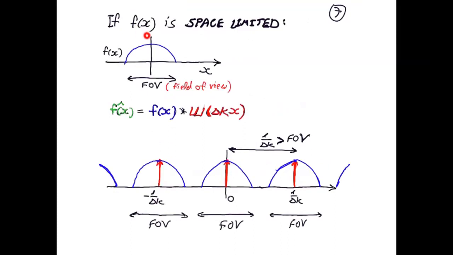So now here's the real deal. If f of x, which is the original image, is space limited. What do I mean by space limited? It's limited in space. It lives only in a certain field of view of space, like it's not everywhere. Is this a good assumption for MRI? Is the image space limited? What do you think? Is that an approximation or is it actually true?